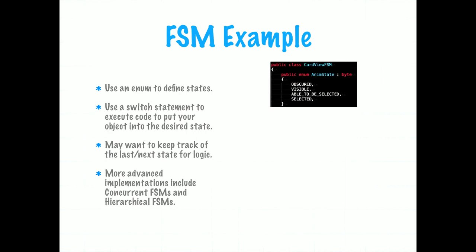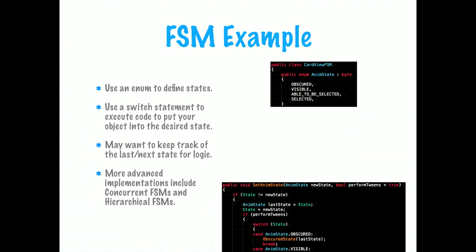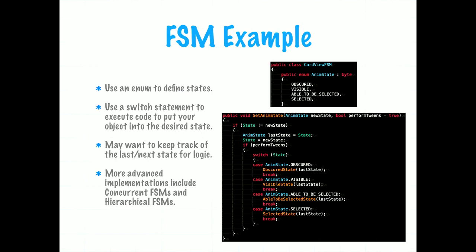So let's look at the code here. Got another enum: obscured, visible, able to be selected, selected. I find it funny that the obscured is obscured by the lines on these monitors, but we continue. All right. So when you set an ending state, you set to one of those. In my code, I happen to have this extra thing that says perform tweens. So this will perform the tweens or not. Basically, it'll either just put it in that state or it will actually perform a tween to do it over time.